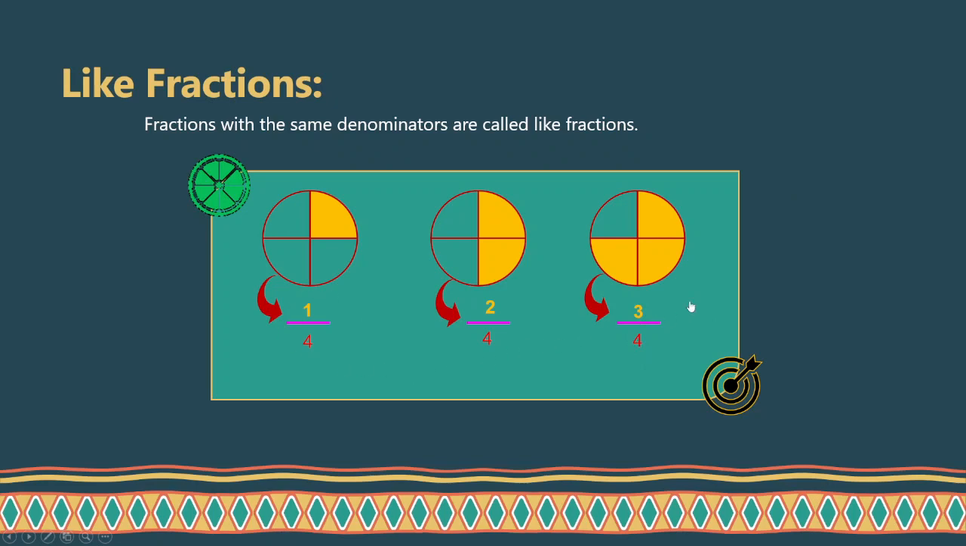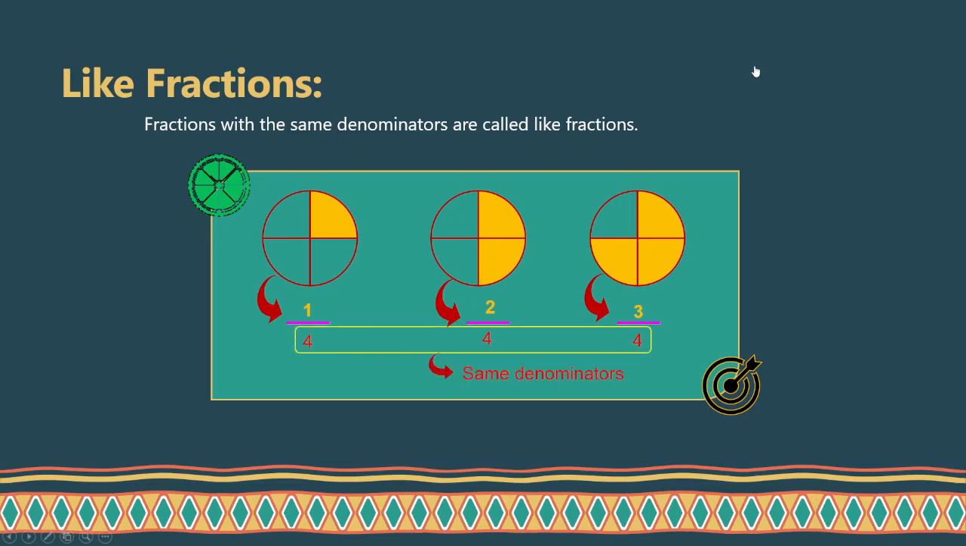Consider these fractions. In these fractions, the denominators are 4, so every fraction has the same denominator. These fractions are called like fractions. Simply, fractions with the same denominators are called like fractions.